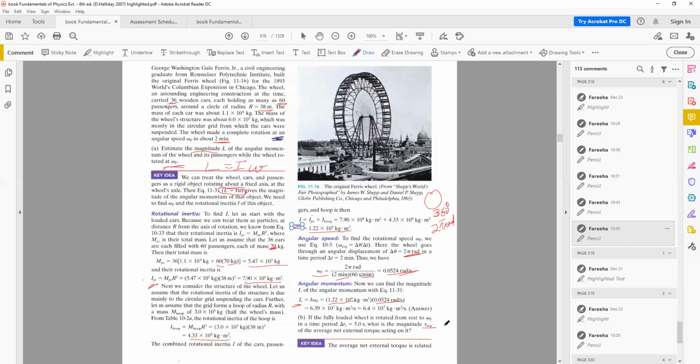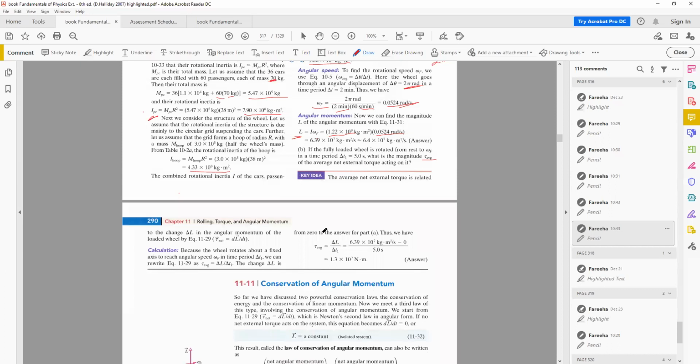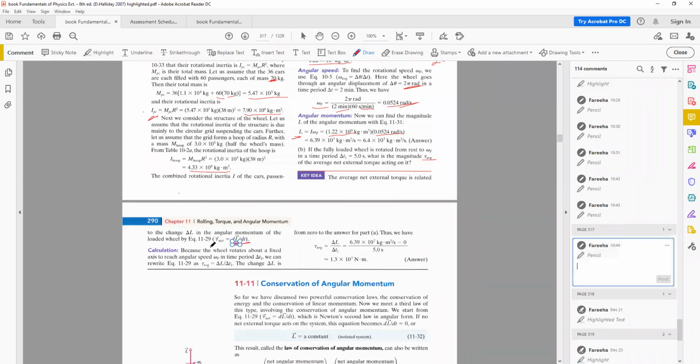Now we have to find the torque. In order to find the torque, we will use the formula that we just discussed when we were doing a review of the formulas and the concepts. In this case, we already have the value of L. We have the value of T. So we can find the torque using the formula dL over dt. dL over dt means the change in angular momentum divided by the change in time.